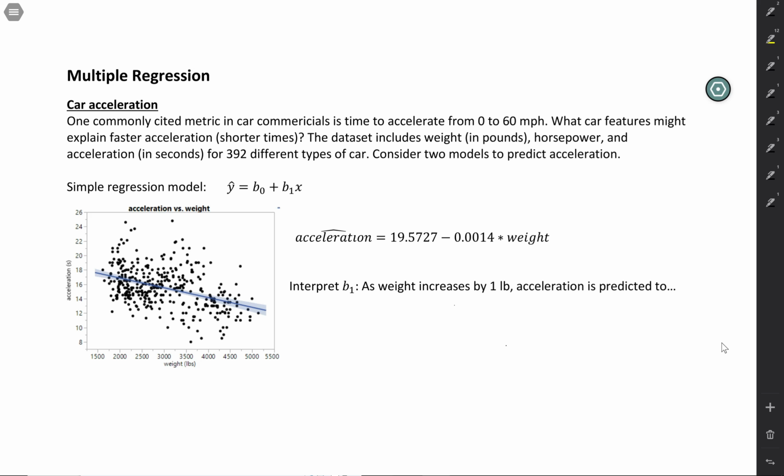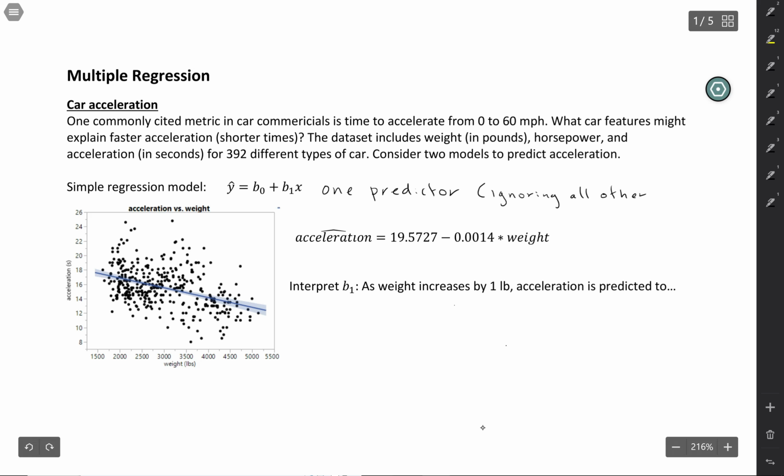So the first is a simple regression model. This is what you've been seeing before. Simple just means that we only have one predictor in this model. So in this case, we're going to use only the weight of the car to predict the acceleration. And the implied part, if you're using weight as your one predictor, is that you're ignoring all other variables. So there may be lots of other things about the cars that do affect the acceleration. You're not taking any of those into account in this simple linear regression model.